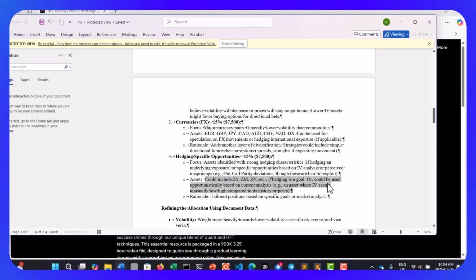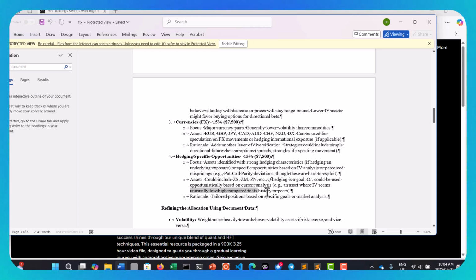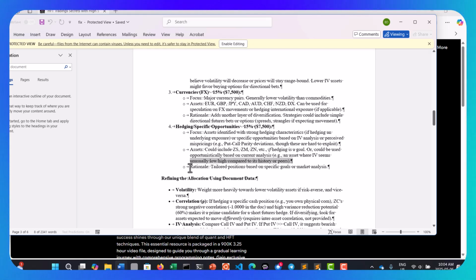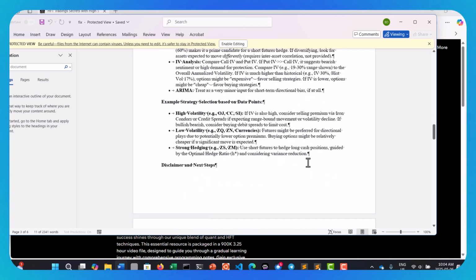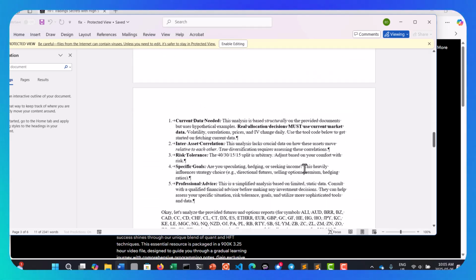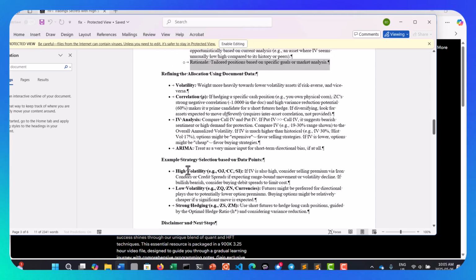Hedging is a goal, or could be used opportunistically based on current analysis, where the implied volatility of an asset is usually low compared to its historical peers. So the rationale is to tailor positions based upon specific goals. You can see this is really, really detailed. I mean, I could go on. Okay, so we can refine the allocation using the documented data that we've got.